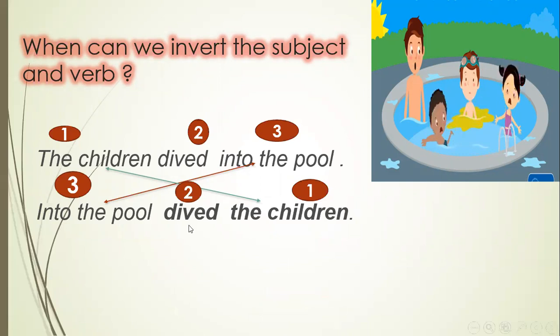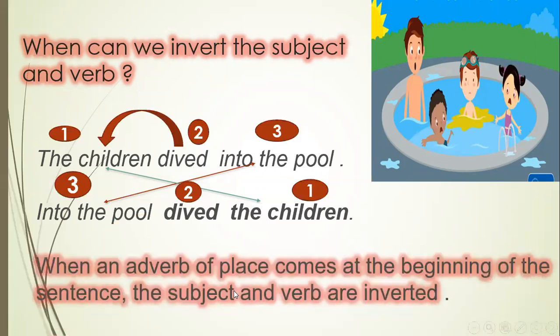Now, my question to you, how can we invert the subject and verb in this sentence? As you know, the subject is the first step, and then we have the verb. Why do we have the verb before the subject in the second sentence? The rule says that when an adverb of place comes at the beginning of the sentence, which is into the pool, the subject and verb are inverted. Okay, so you can invert the subject and the verb if your sentence starts with the adverb of place.